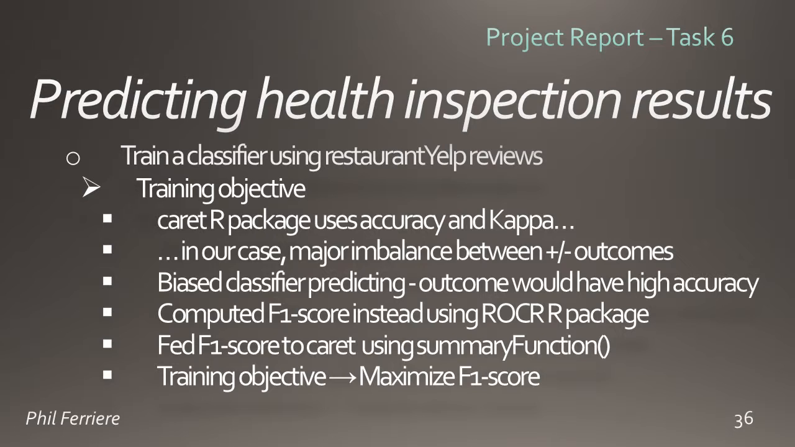If I trained a classifier to always predict that a restaurant would pass the inspection, no matter what the input data, I would have a highly biased classifier with a very high accuracy, even though I wasn't doing any real classification at all. So to assess performance in a more meaningful way, and to provide a different training objective to Caret, I computed the F1 score instead, that is the harmonic mean of precision and recall.